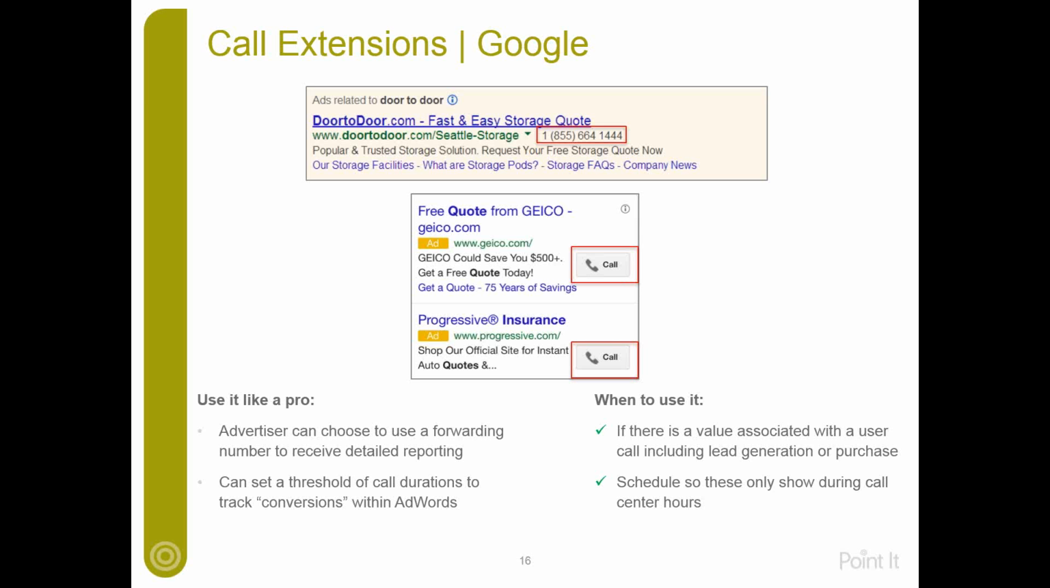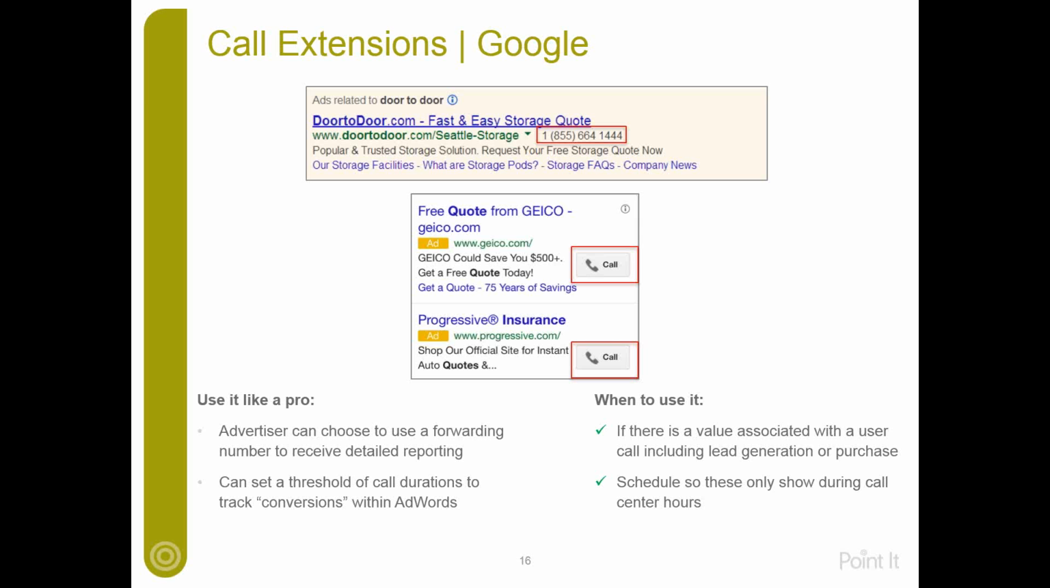Once you've determined that this extension is appropriate for your business goals, you then have the ability to choose whether you'd like to use your own phone number or a Google forwarding number with call reporting. You also have the ability to dictate whether you'd like to show just your phone number or phone number and website to smartphone users. If you're encouraging users to call rather than visit your site via mobile, you may want to choose the option to just show the phone number.